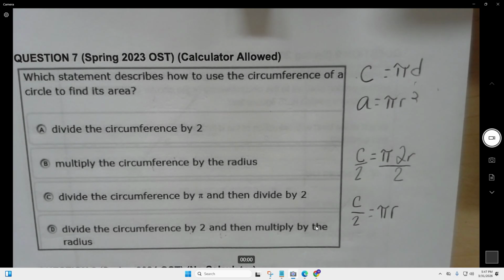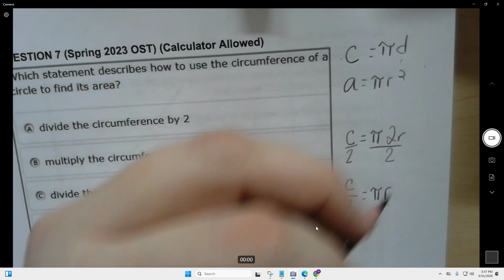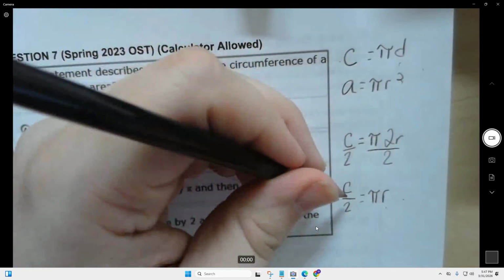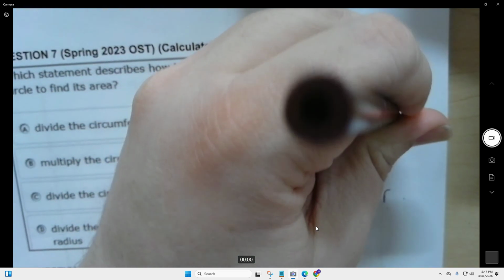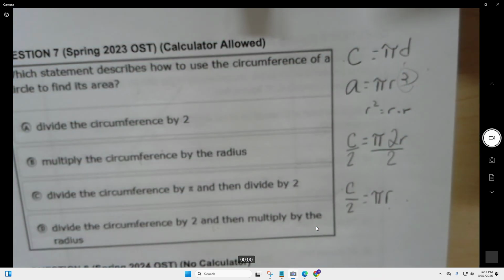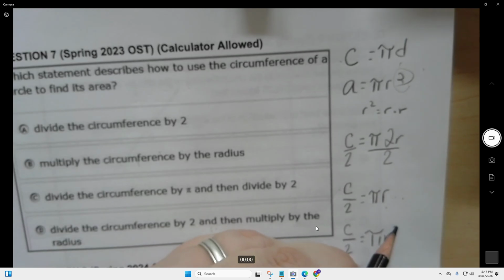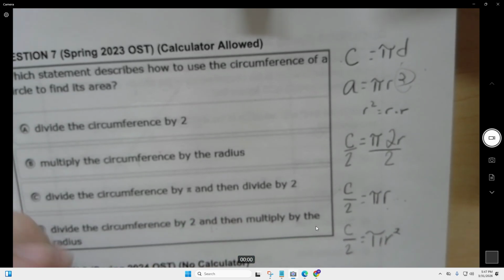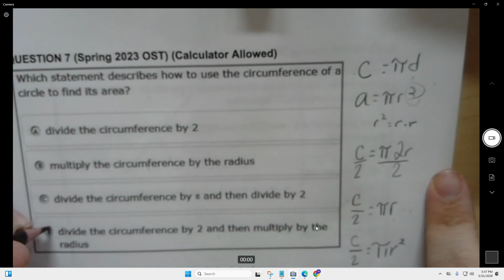So now what do I need? Well, in the last problem, we talked about how we need to multiply by the radius. So if you have this, we need to have the radius squared. And radius squared means radius times radius. So what you can then do is multiply by the radius. And that gives you pi times radius, which is radius squared. So you need to divide the circumference by 2, and then multiply by the radius.